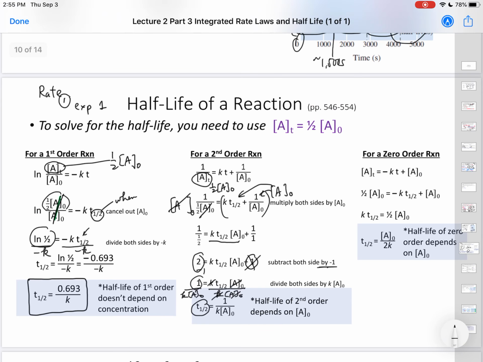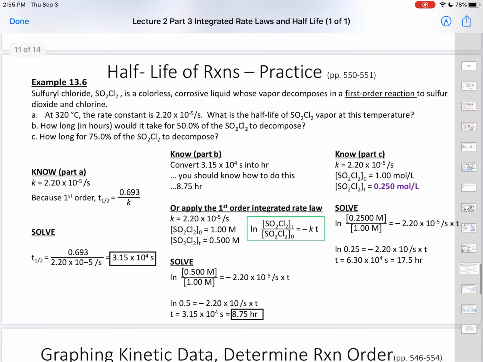And last but not least, for zero order, we're doing the same thing. We're plugging in here 1/2 a of 0. All I've done to simplify this equation is I'm going to subtract a of 0, subtract a of 0. So I get 1/2 of a of 0, and I have kt to the 1/2. I divide both sides by k, and I end up with this equation here. And again, these three equations were in that first slide that I covered.